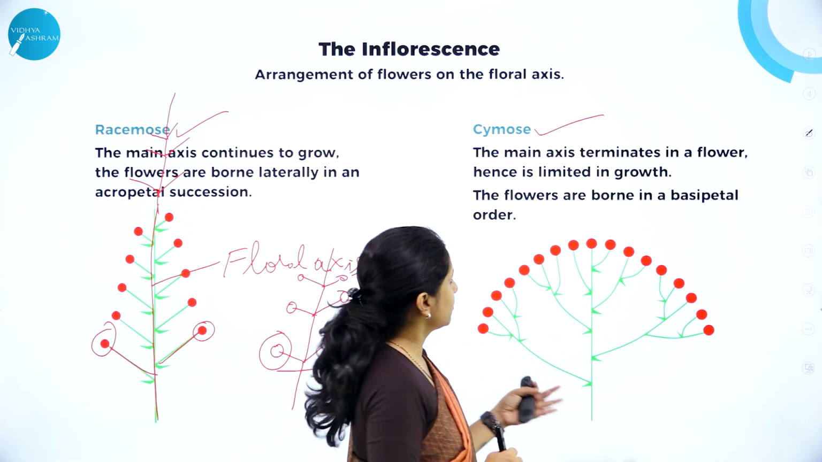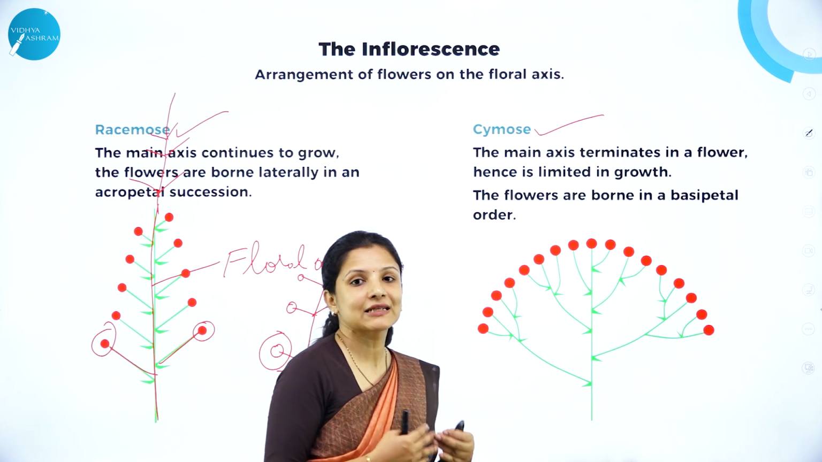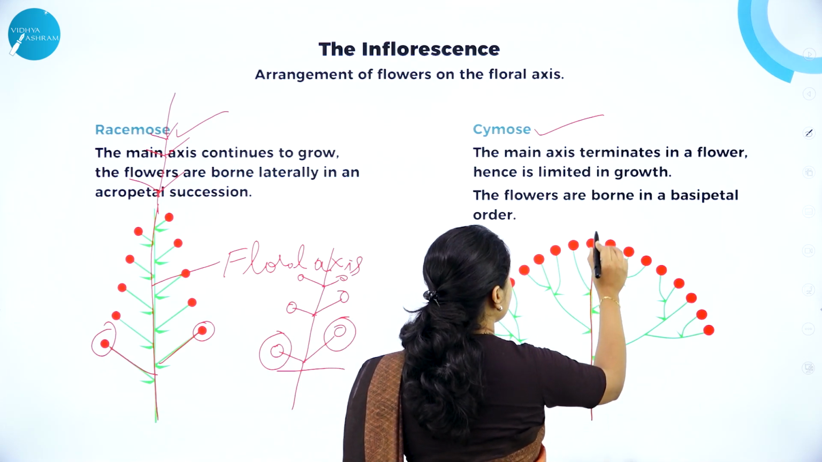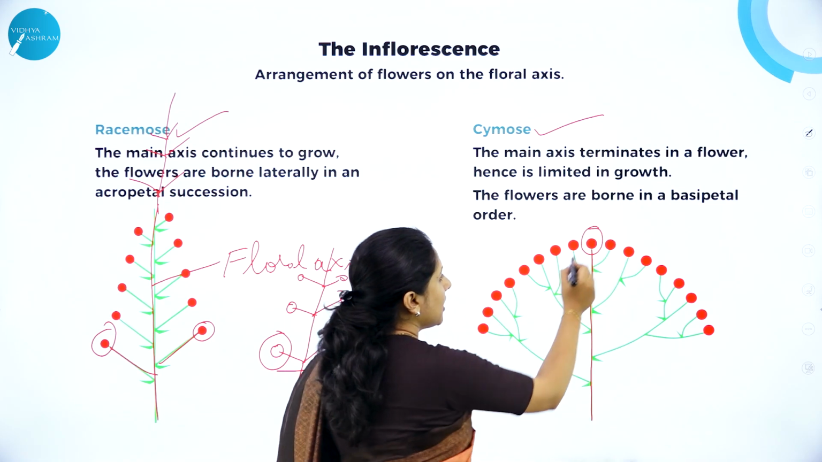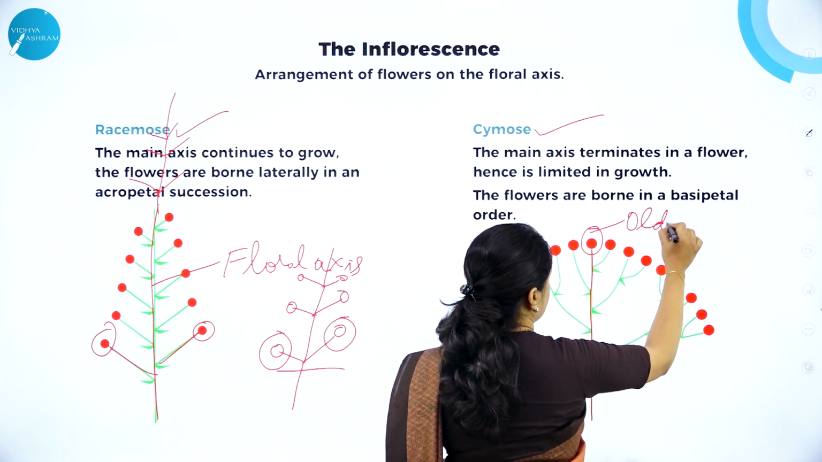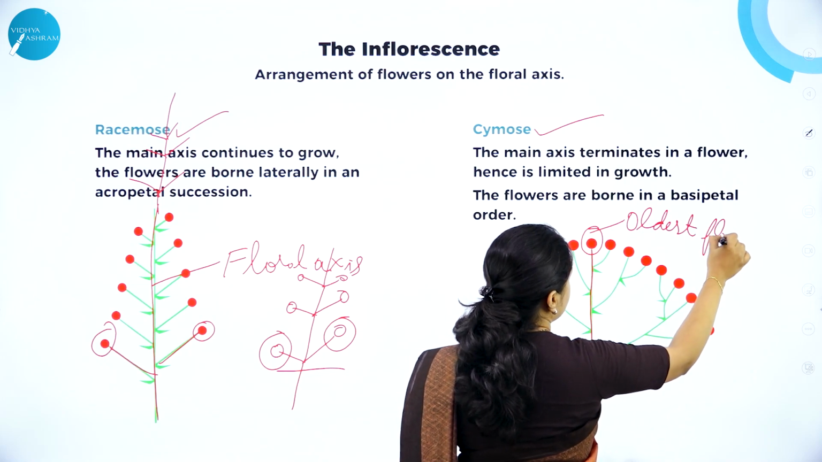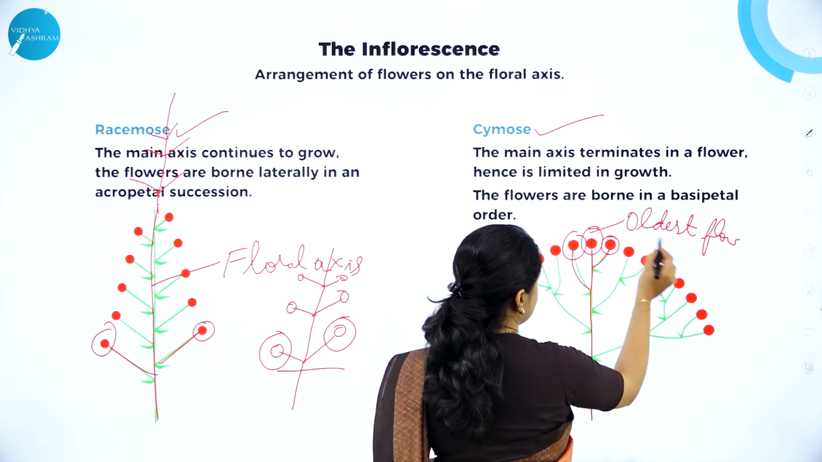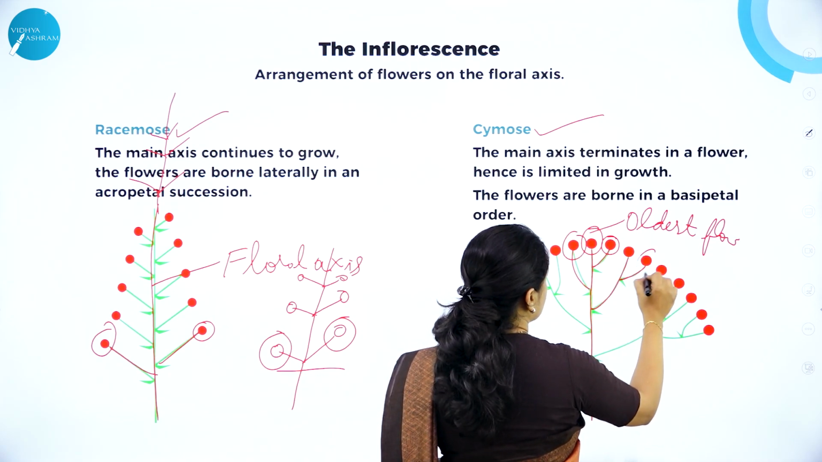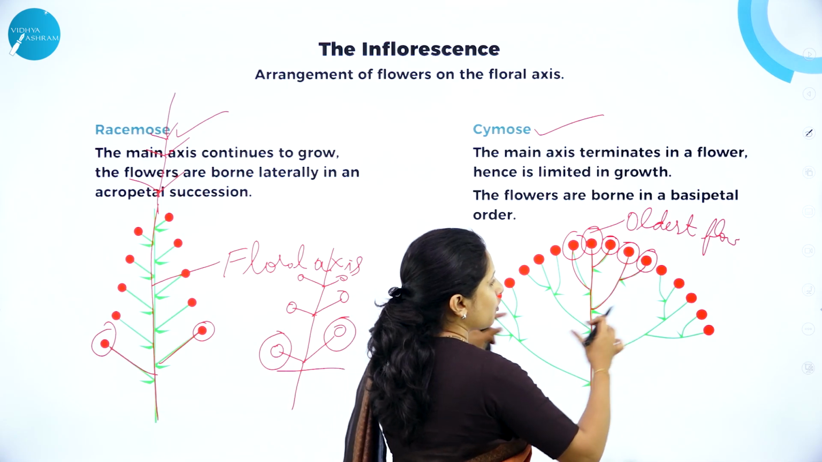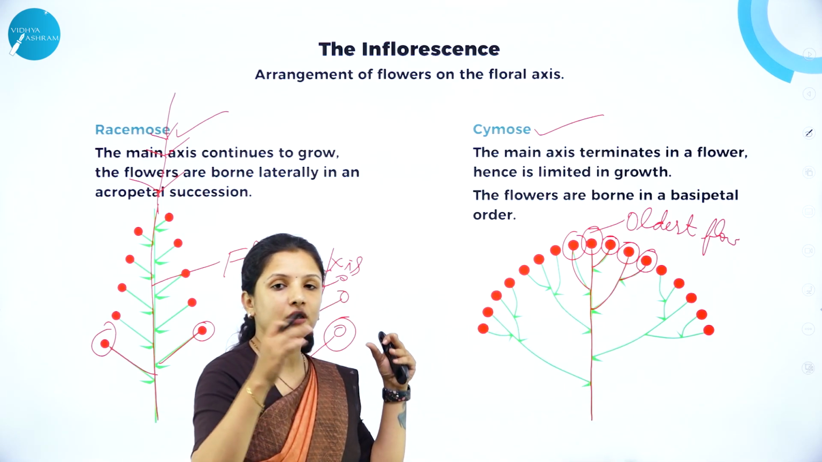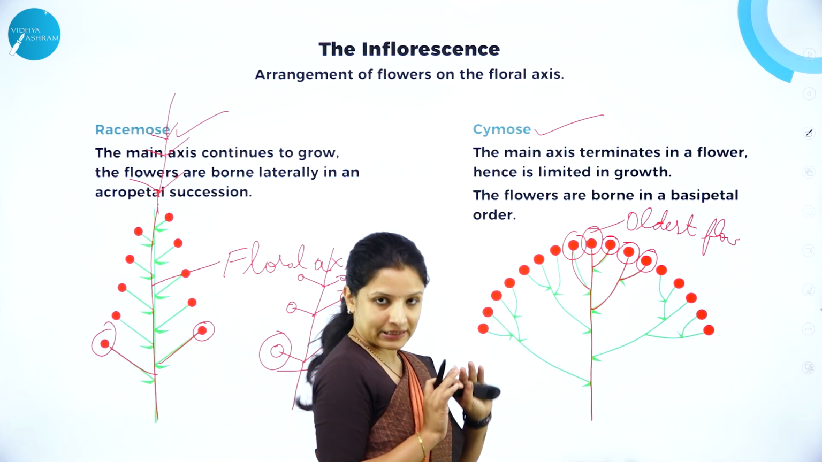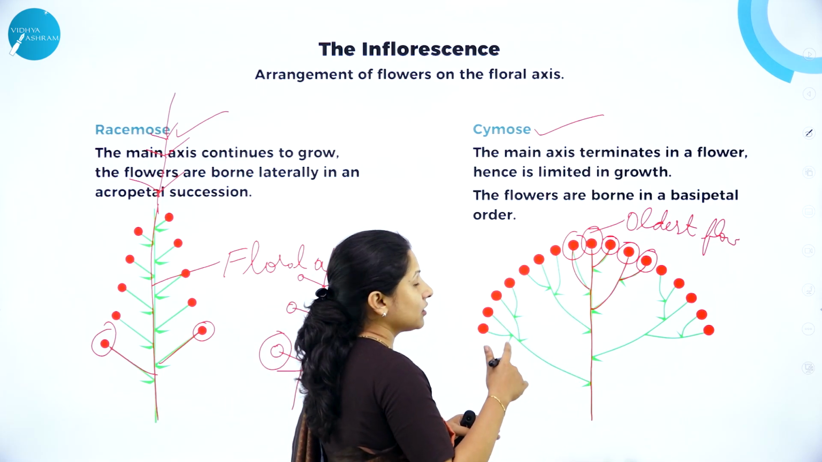Now moving on to cymose inflorescence. Cymose inflorescence has limited growth because the main axis, as you can see here, it first terminates in a flower, and this will be the oldest flower later on. And the young flowers will keep on developing. Next it will form one more flower which will be the next flowers, next again next flowers. So each floral axis that is formed will keep on terminating with the flower, and the floral axis will not extend further. Why? Because it will not grow further.